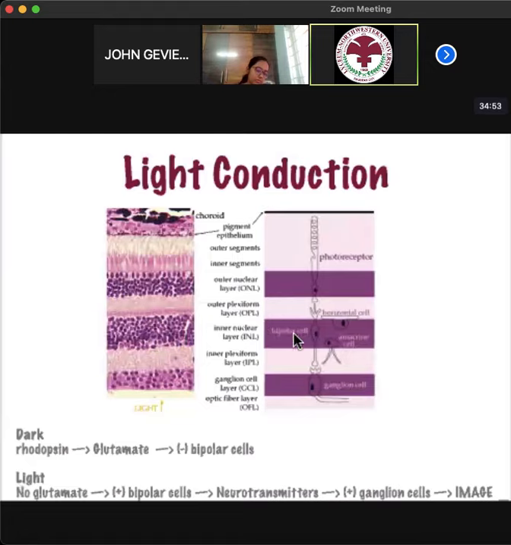from the bipolar cells to the ganglion cell. However, when there is light present, the glutamate secretion stops, thus no longer inhibiting the bipolar cell from releasing neurotransmitters to the ganglion cells, and therefore an image can be detected.